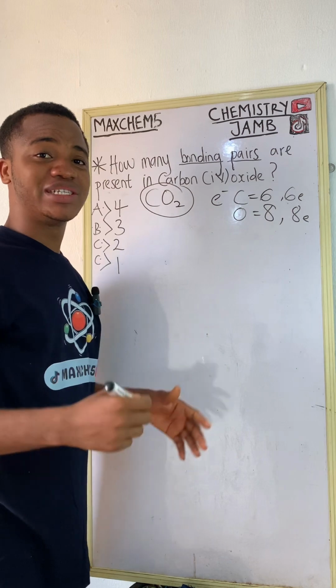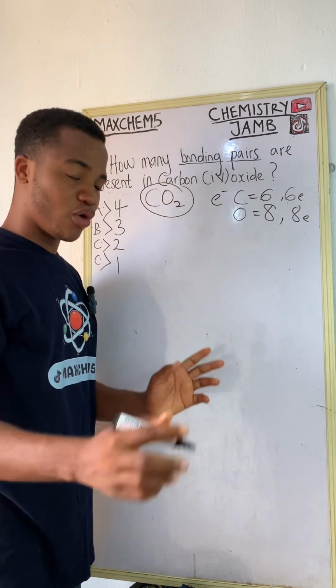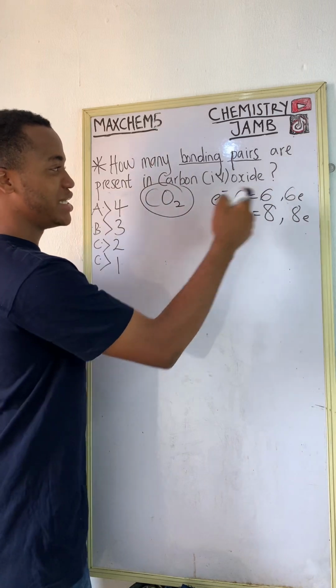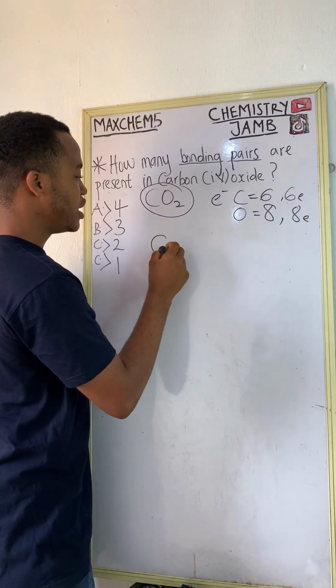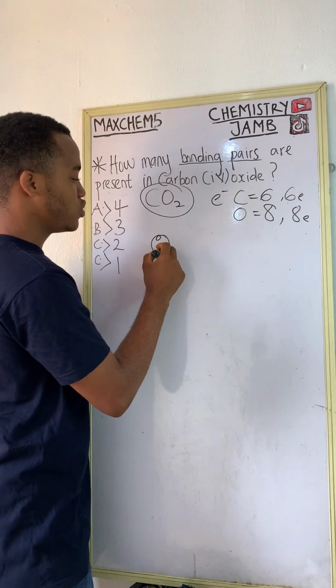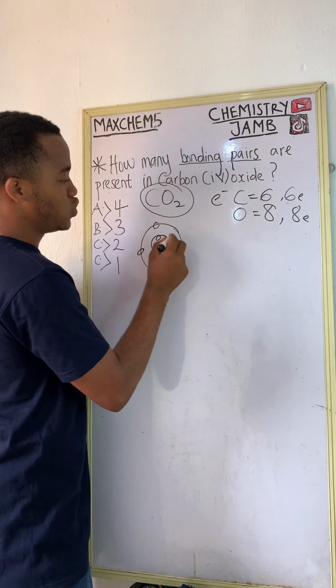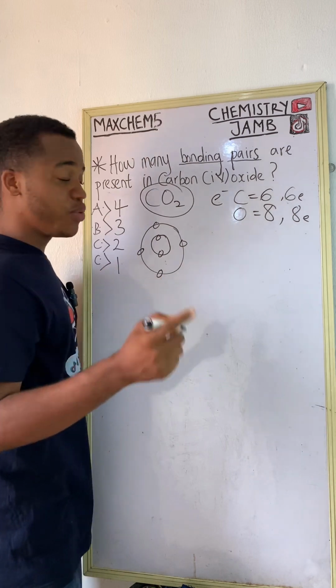So I want us to draw the diagrammatic representation of these elements. Let us start with carbon first. Carbon has 6 electrons, so let us just try to draw it. In the first shell, it's going to have 2, and in the second shell, it's going to have 4, right? 1, 2, 3, 4. I hope you are following me.